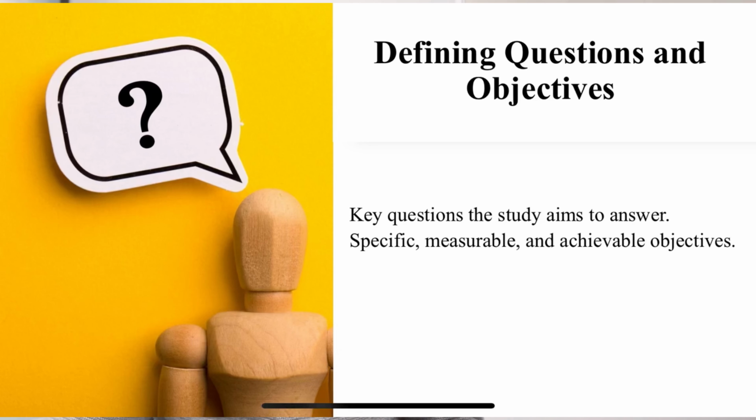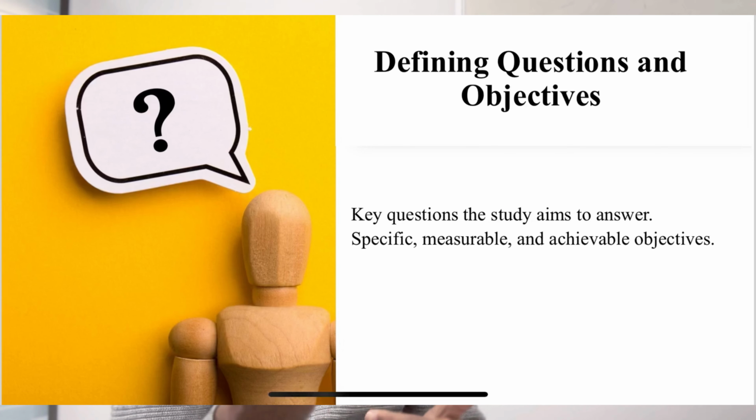Now coming to defining questions and objectives. As I mentioned, when you tell about your literature review, then the research methodology, and now that research methodology should be linked with your research objective. And here you will be defining the key questions that the study aims to answer. Based on that literature gap, you will have a research aim, and that research aim will be fulfilling whatever literature gap you have identified.